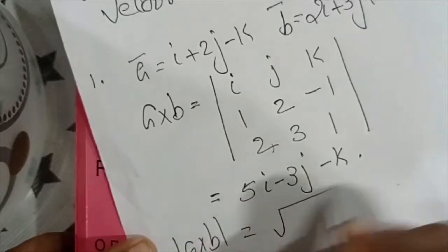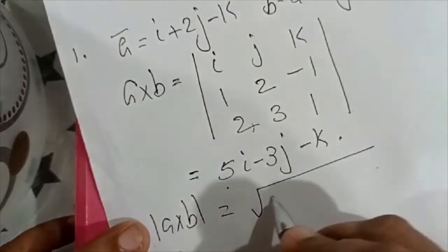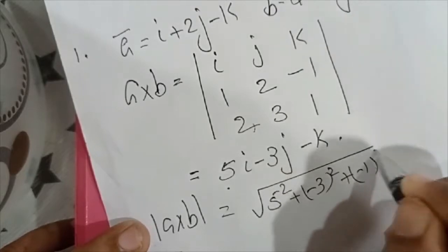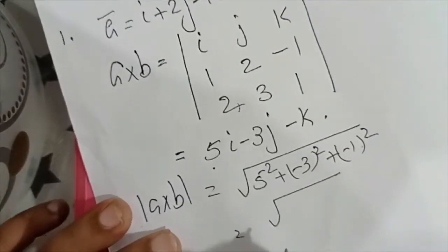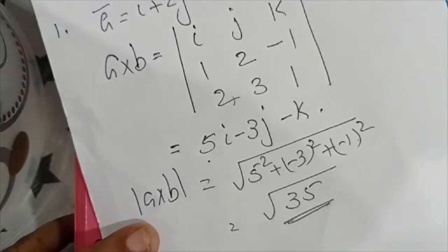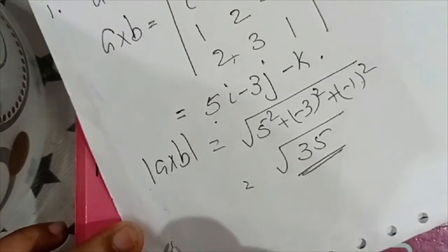What is the modulus of A cross B? Look here: 5 squared plus minus 3 squared plus minus 1 squared. That is root of 35. Isn't it? Root 35. Again, you copy the same sentence.